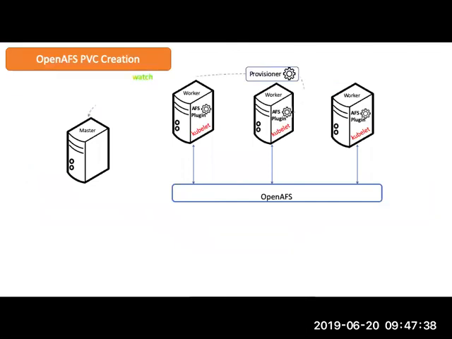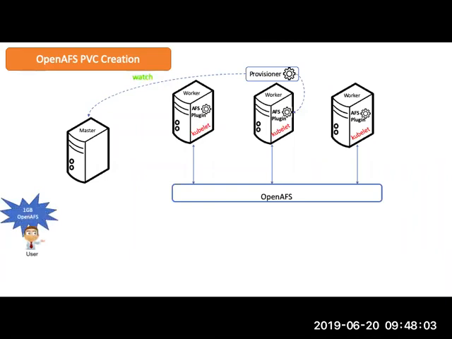There is a provisioner which is running. There is a single provisioner running in the cluster. Right now my cluster has a master and 3 worker nodes. So there is one single provisioner running, and this provisioner is the OpenAFS helper provisioner, the external provisioner, right? It is watching the master for any volume provisioning request.